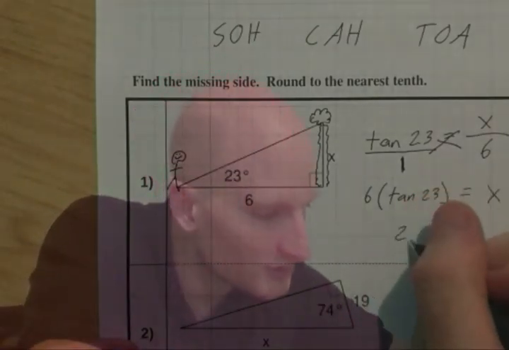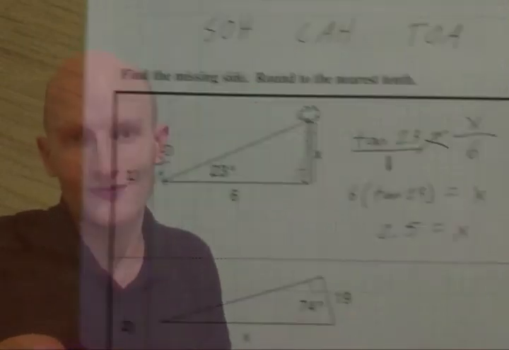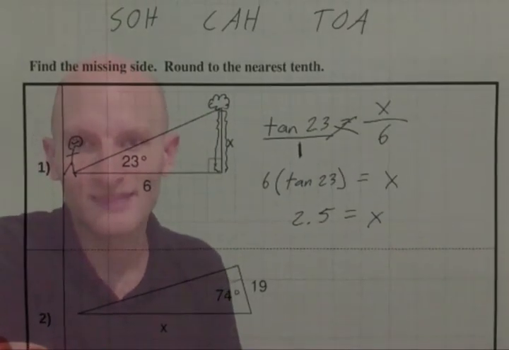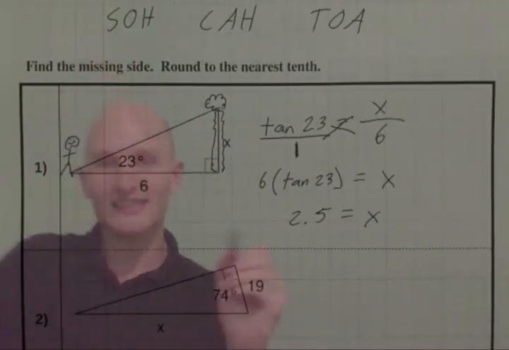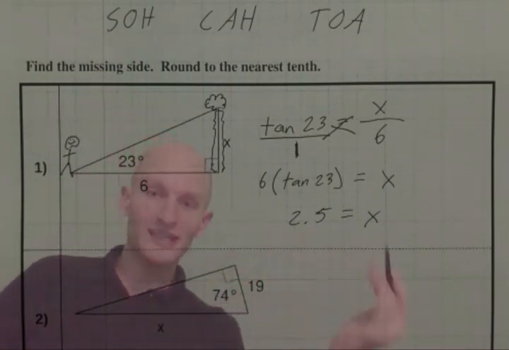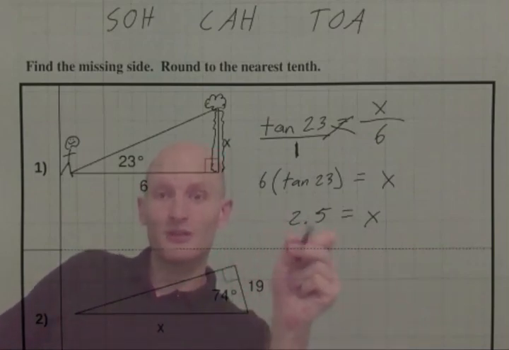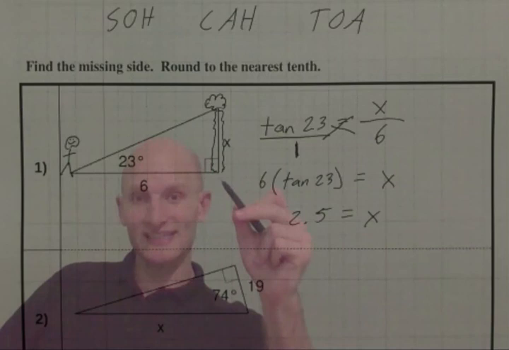So 2.5 equals x, right? Now what's so beautiful is that this 2.5, they did not say if it's meters or feet or whatever, yards, but this 2.5 would have given you the height of this triangle.